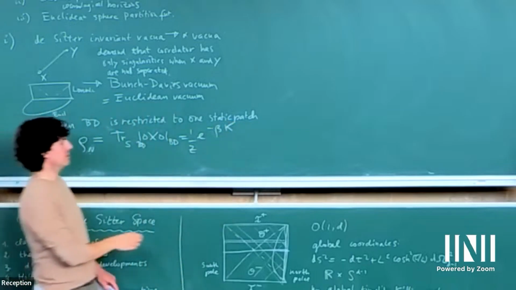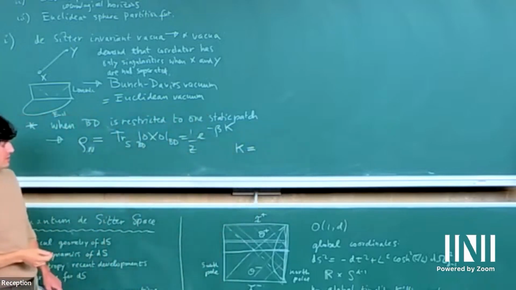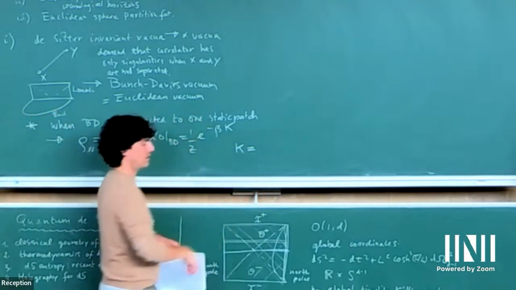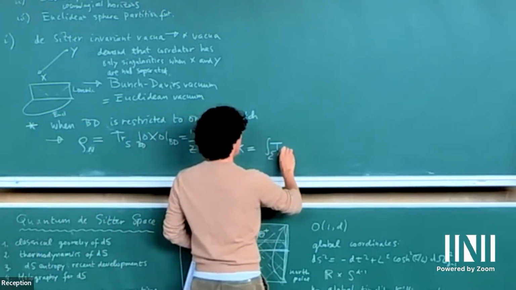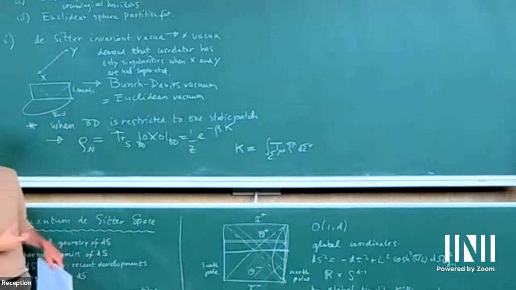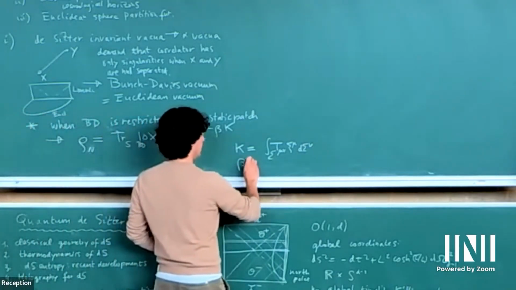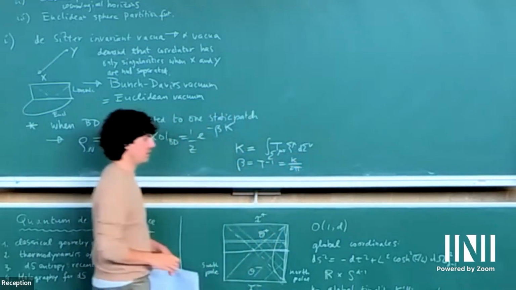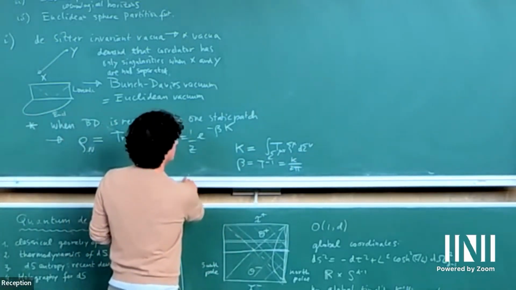where the Hamiltonian generates the time within the static patch. And it takes this form. So psi is the Killing vector of the static patch. And beta here is the inverse temperature, and it's given by kappa over 2 pi, where kappa is the surface gravity associated with the horizon.